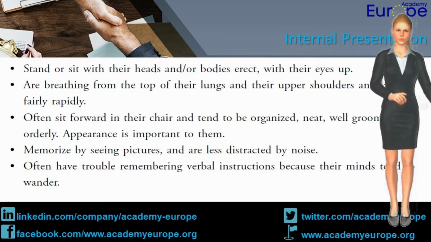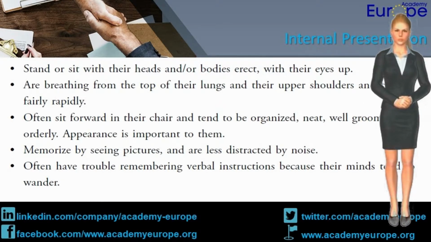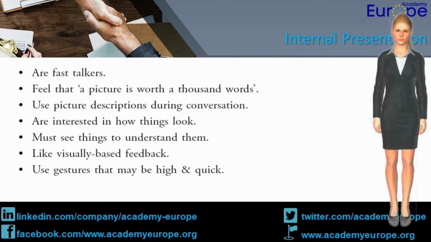They memorize by seeing pictures, and are less distracted by noise. They often have trouble remembering verbal instructions because their minds tend to wander. They are fast talkers, feel that a picture is worth 1,000 words, use picture descriptions during conversation, are interested in how things look, and must see things to understand them. They like visually based feedback and use gestures that may be high and quick.